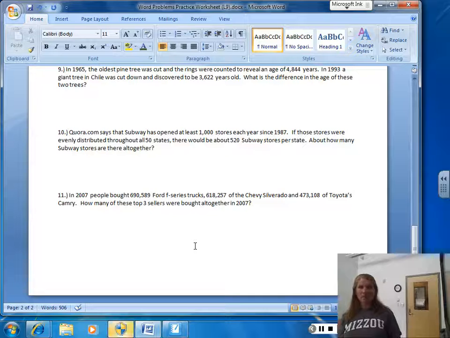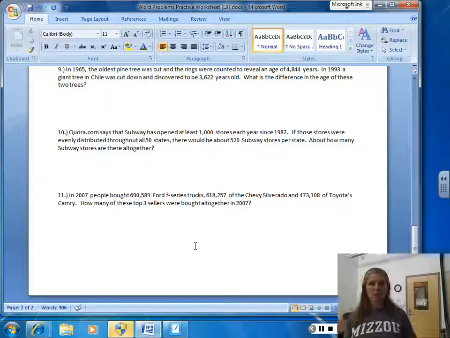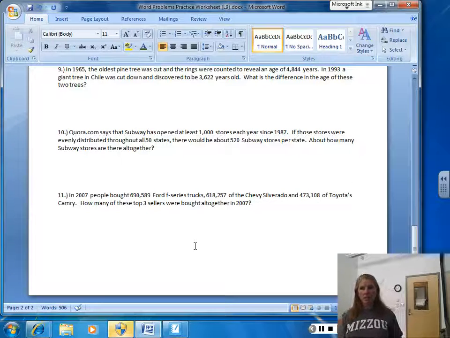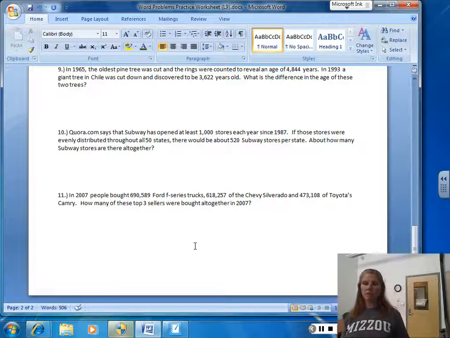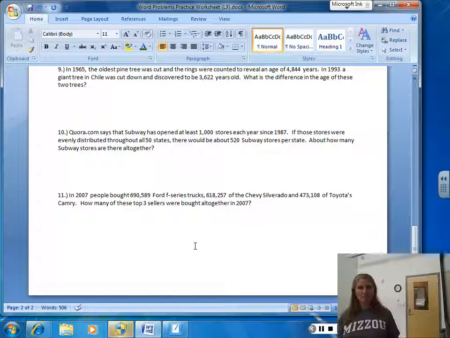In 2007, people bought 690,589 Ford F-Series trucks. That was the top seller. 618,257 of the Chevy Silverado, and 473,108 of Toyota's Camry. How many of these top 3 sellers were bought altogether in 2007?